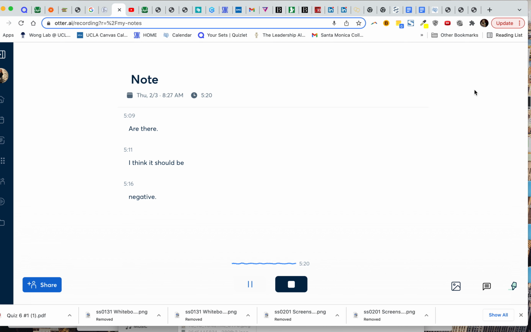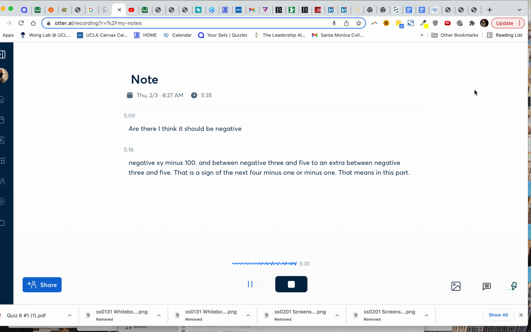So this is x squared minus 100, and x is between negative 3 and 5. So when x is between negative 3 and 5, what is the sign of this x squared minus 100? That will be a negative number, obviously. So the entire definite integral will actually be a negative value.